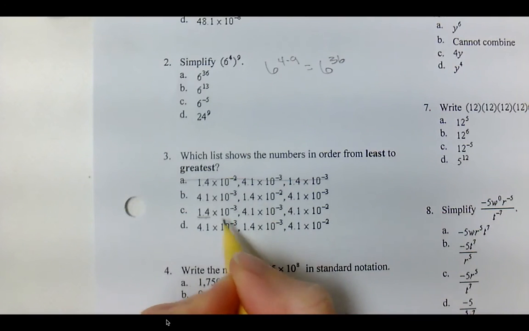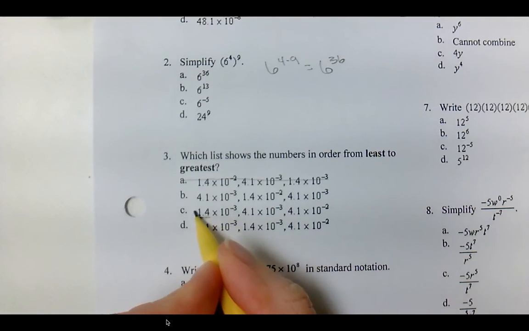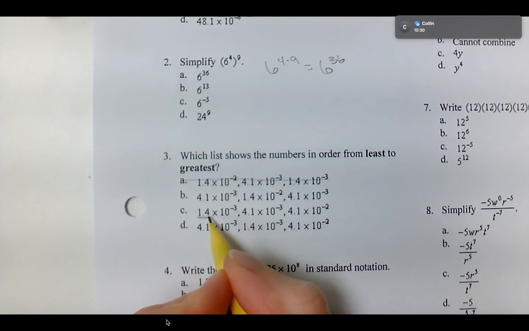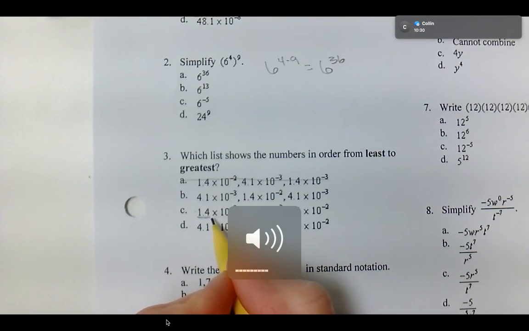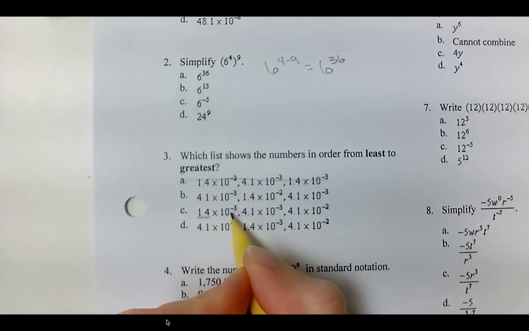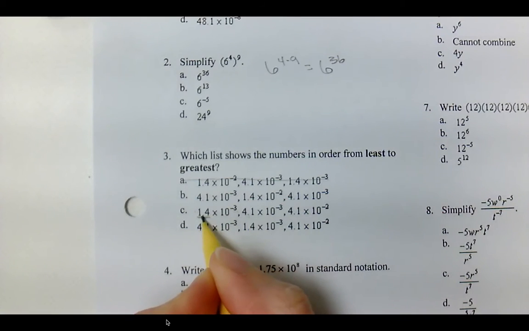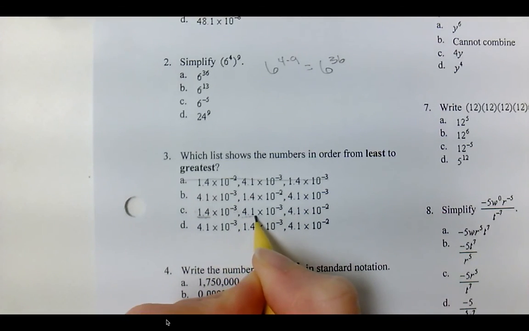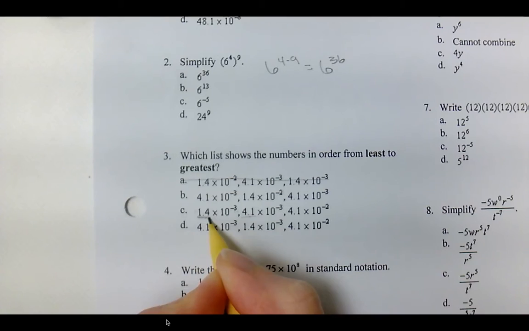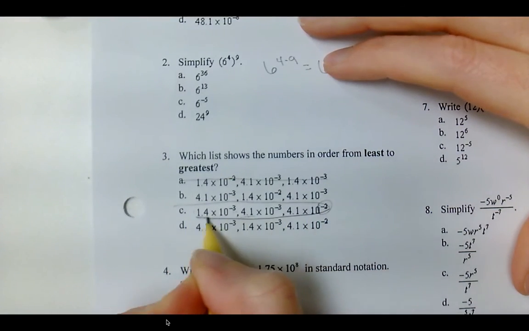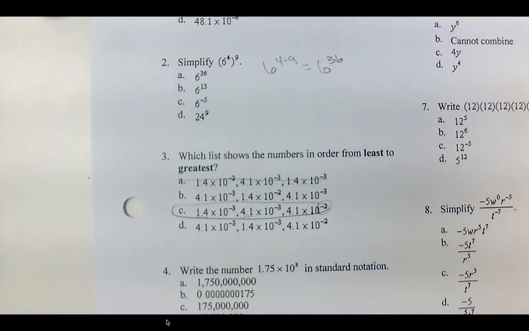So when they all have the same exponent, you'll then look and compare the number being multiplied by our power of 10, and if it's smaller, then it's going to be the smallest number. So we have 1.4 times 10 to the negative 3. Those two are the same exponents, so you have to compare the first two numbers. And so 4.1 is larger than 1.4, and then my exponent gets bigger. So this one is C, from least to greatest.